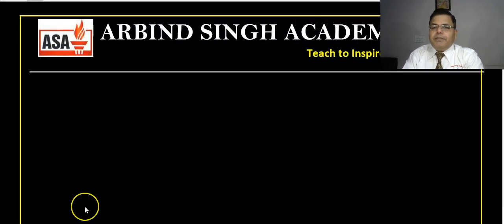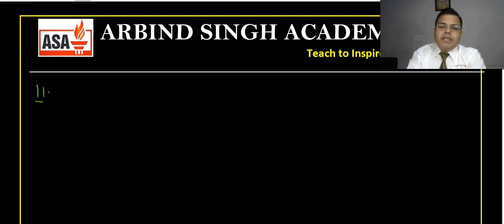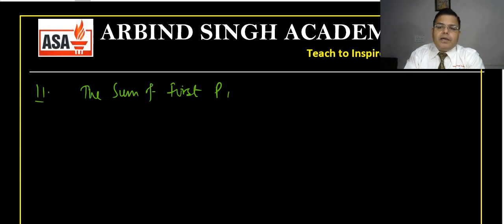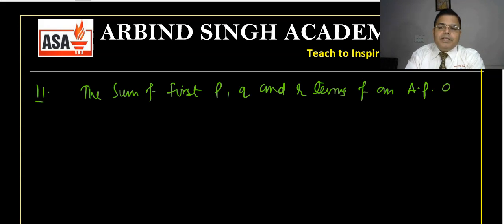So these are a few questions which we had discussed, and I think you understood all of them. And now there is a question, question number 11. It is given that the sum of the first p, q and r terms of an AP are a, b, c respectively.